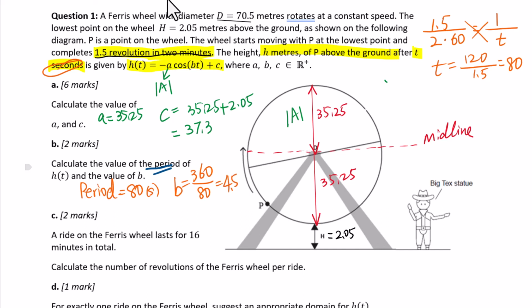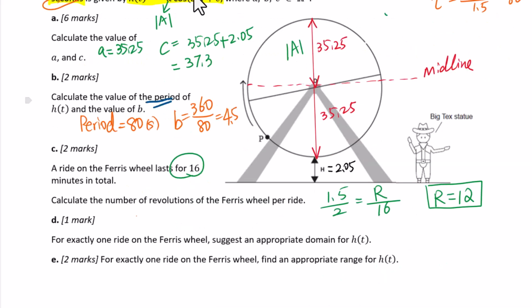A ride on the Ferris wheel lasts for 16 minutes in total. Calculate the number of revolutions of the Ferris wheel per ride. 1.5 revolutions in 2 minutes, so 1.5 over 2 minutes. What's the revolutions? Let's use R to stand for that. 16 minutes. Then R equals 12 revolutions.